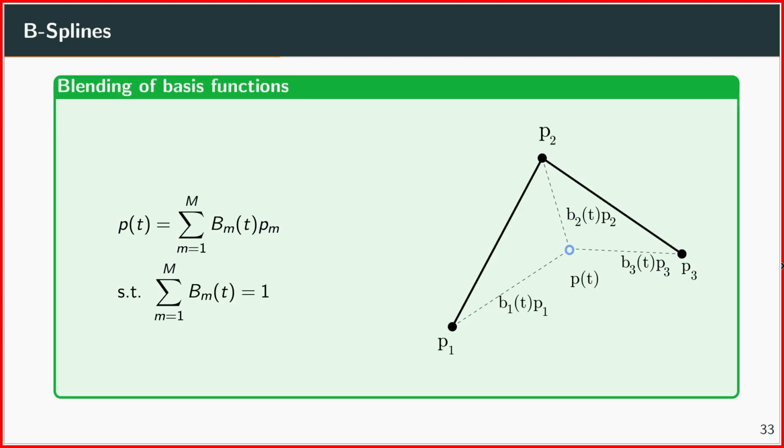Each of those points here has, at time t, a certain contribution, which is defined by their basis function. And so for example, the point P of t might be something here in the middle, depending on what is actually the influence of P1, P2, P3.